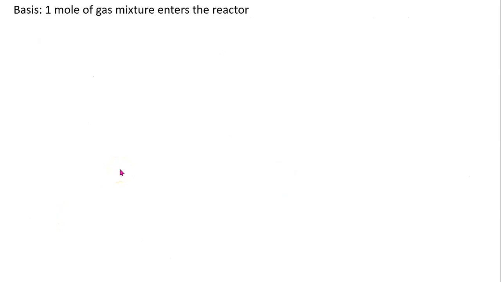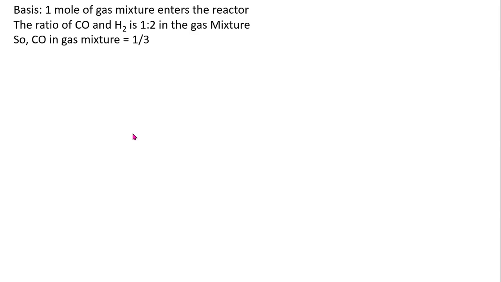First, to solve this problem, I am taking the basis. Basis is 1 mole of gas mixture enters the reactor. Now 1 mole of gas mixture entered the reactor and the ratio of carbon monoxide and hydrogen is 1:2 in the gas mixture. Now we can easily calculate the carbon monoxide entering the reactor, so that will be 1/3 mole. And hydrogen entering the reactor will be 2/3 mole.